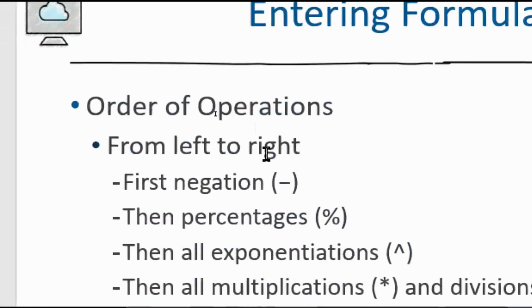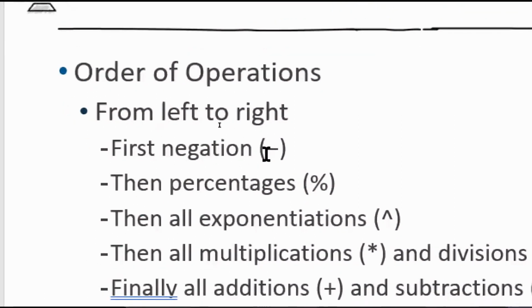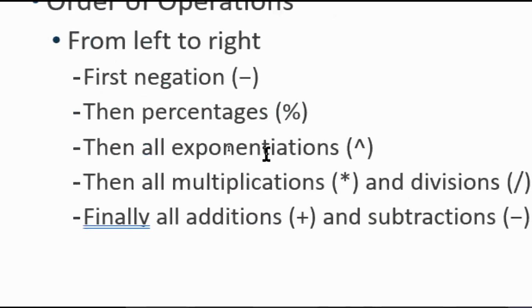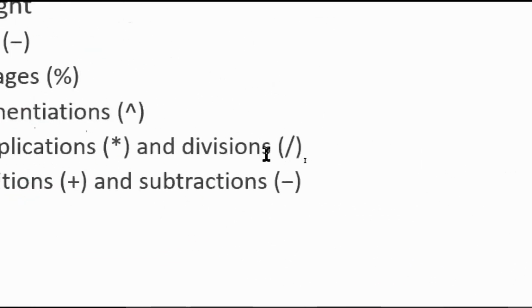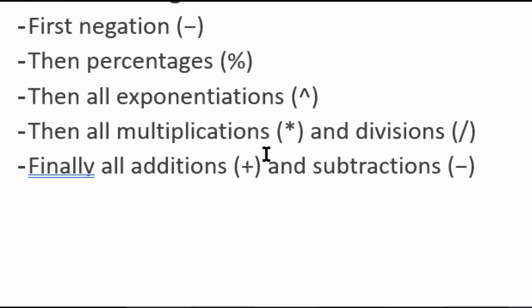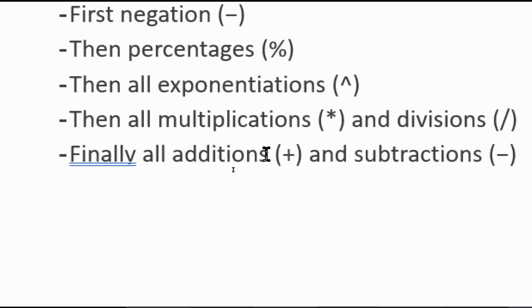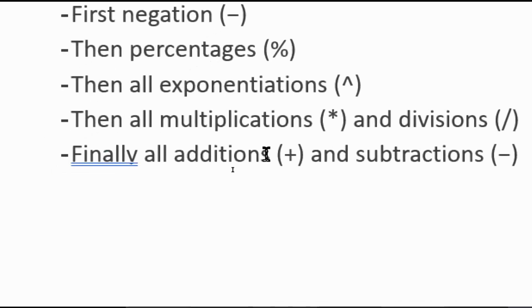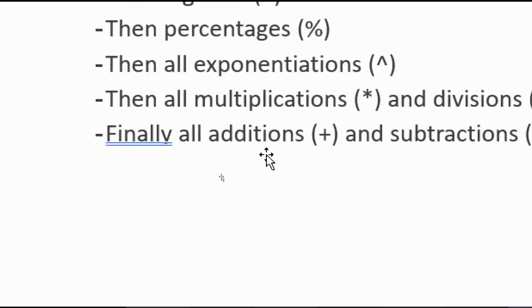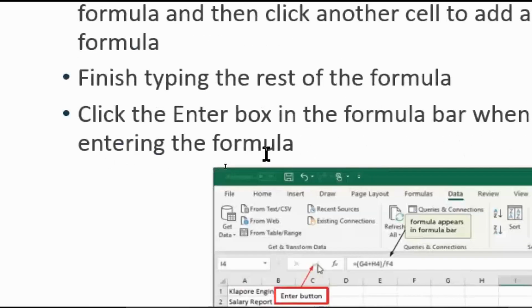And here we have a look at the order of operations. As you'd expect, it reads from right to left, but negation takes precedence over everything else, followed by percentage, exponents, multiplication and division, addition, and subtraction. It's similar to what you're used to with PEMDAS or whatever your math teachers use to abbreviate the order of operations.